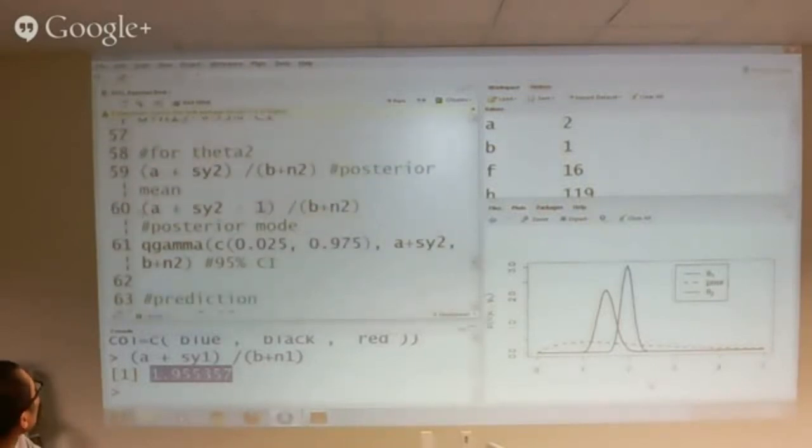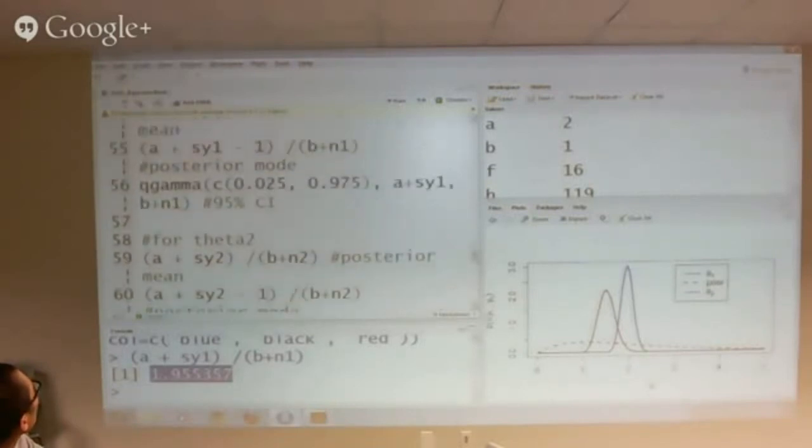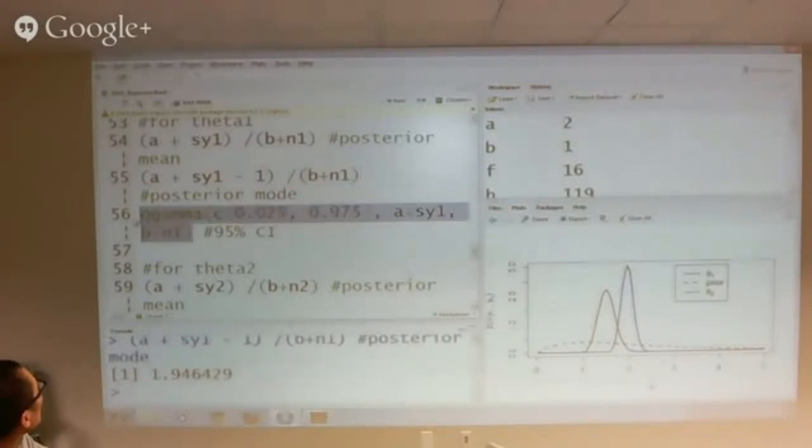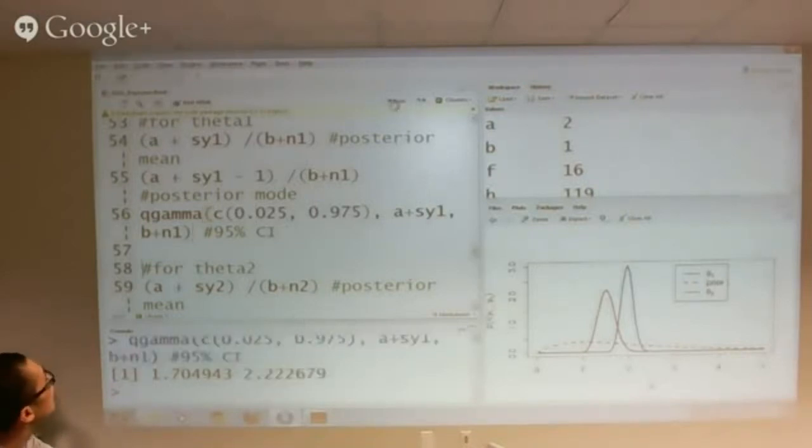Okay. And this is the mean, it should be here. So this is the mean of the first group, and this is the quantile. For the quantile of the gamma distribution, we use Q gamma. Then this is the interval, the confidence interval, from 0.025 to 0.975, right? So it's between 1.70 and 2.2 here. So this is the 95% confidence interval.